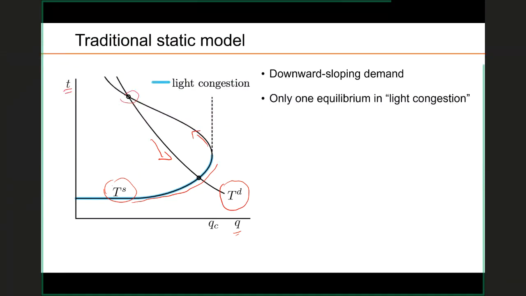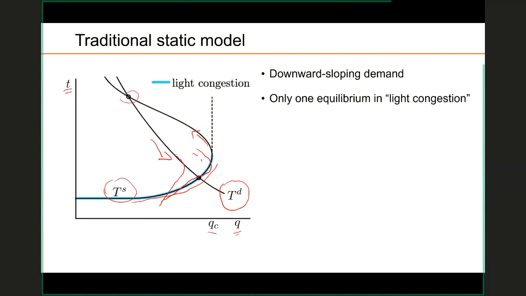But the idea of this study, by contrast, is: what if the demand curve bent backwards? QC here is the capacity, but we're going to make an argument that because of ride pooling, this demand curve can actually bend backwards, and then, depending on how it bends, you could get multiple equilibria in light congestion. So once it bends backwards, you can get lots of light congested equilibria.